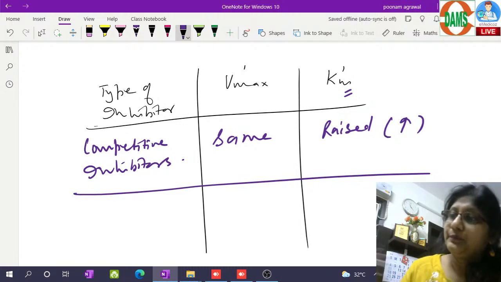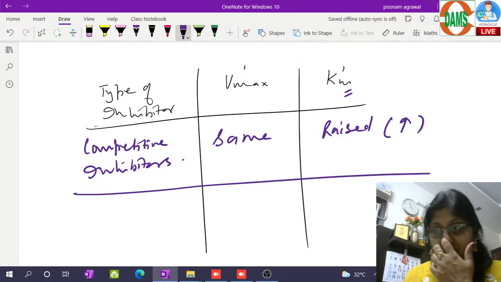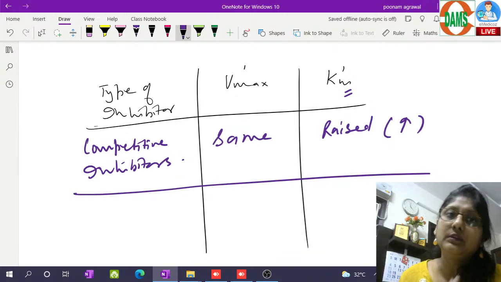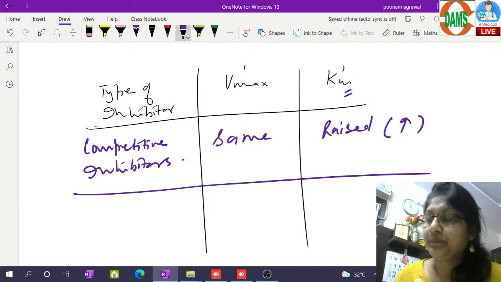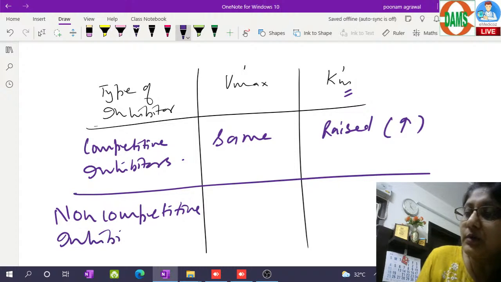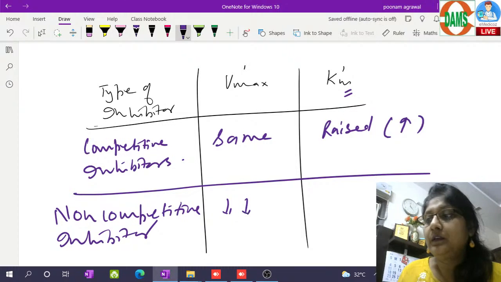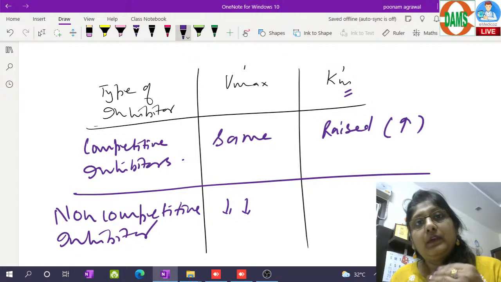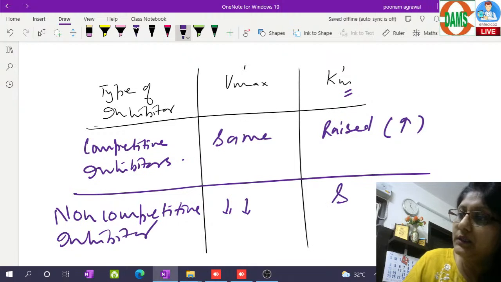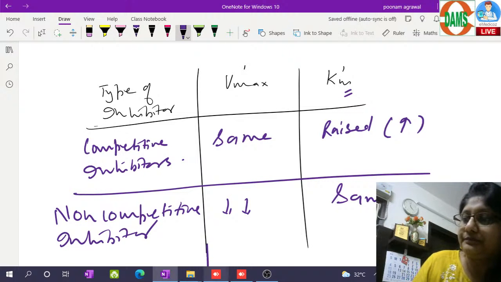Of course, to get the exact Vmax, you need to have a higher amount of the substrate than the original value when the inhibitor was absent. In a similar fashion, consider inhibitors which act in a non-competitive manner. When non-competitive inhibitors are acting, the maximum velocity is always going to decline, but to get half of that new lowered velocity, incidentally the Km value is going to be the same.